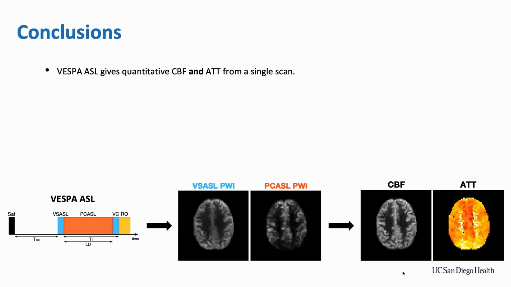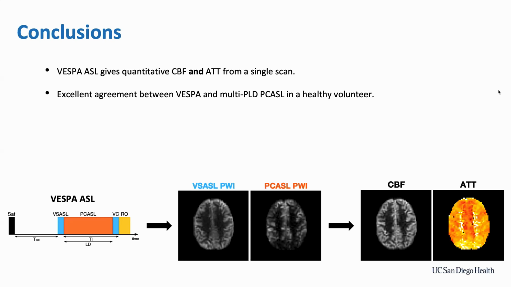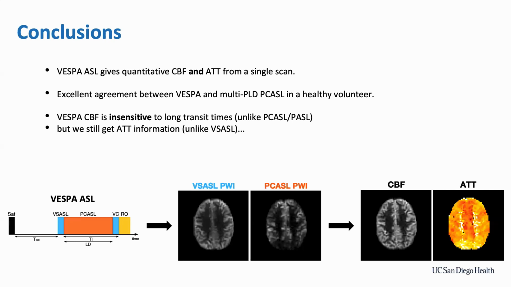So just to conclude, VESPA ASL can give us quantitative CBF and transit time maps from a single scan. We validated the CBF and transit time maps from VESPA against a conventional multi-PLD pCASL scan in a healthy volunteer. The advantage of VESPA ASL is that the CBF measurements should be insensitive to transit times, unlike with pCASL or PASL. But we still get transit time information, unlike if we just performed a velocity selective ASL scan. And this makes VESPA a robust choice for quantifying CBF and transit times in a wide range of scenarios. In the future, we aim to validate the robustness of VESPA in clinical cases with delayed transit times.